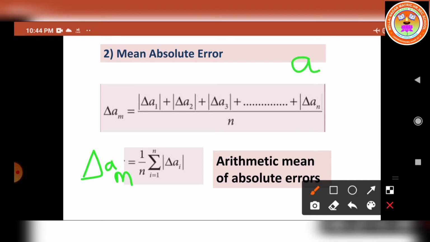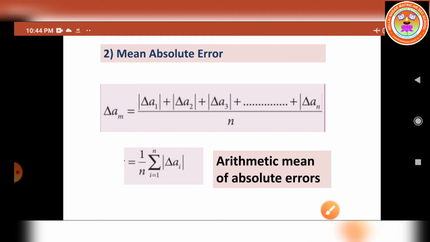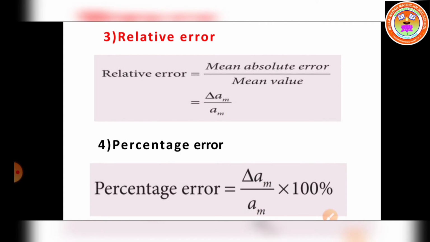What is A suffix m? This is taken as the true value of the measurement. And delta A suffix m is the mean absolute error. Then the magnitude of the quantity may lie between A suffix m plus delta A suffix m and A suffix m minus delta A suffix m. So this error is taken as what? Mean absolute error. And see the third type, relative error.